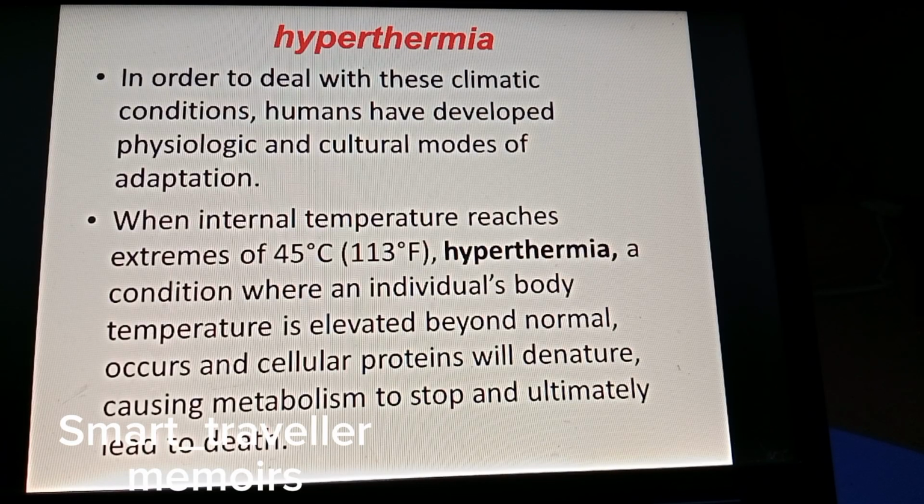Hyperthermia. In order to deal with these climatic conditions, humans have developed physiologic and cultural modes of adaptation. When internal temperature reaches extremes of 45 degrees centigrade, which is equivalent to 113 degrees Fahrenheit, hyperthermia, a condition where an individual's body temperature is elevated beyond normal, occurs, and the cellular proteins will denature, causing metabolism to stop and ultimately leading to death.